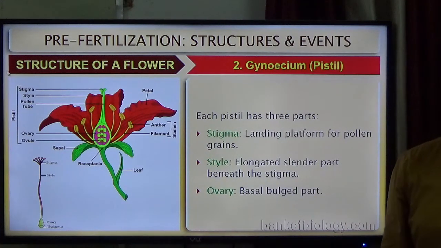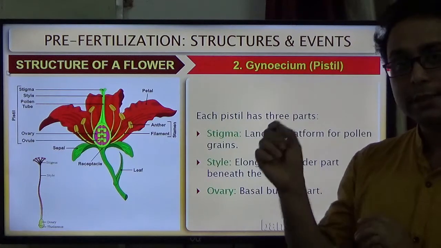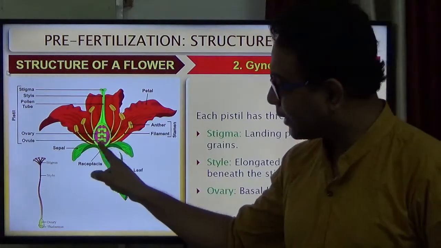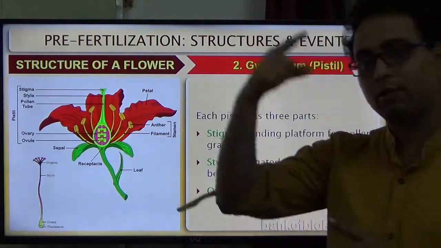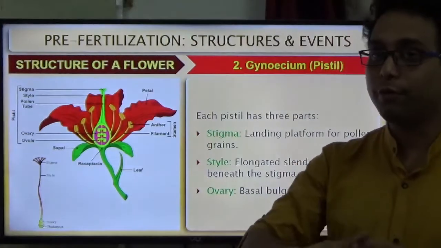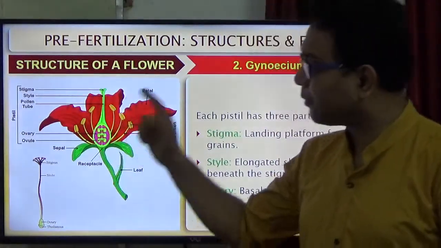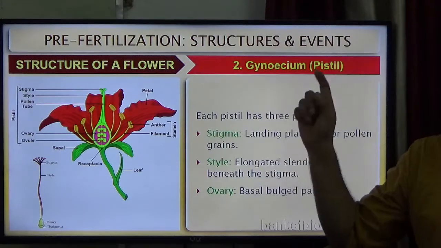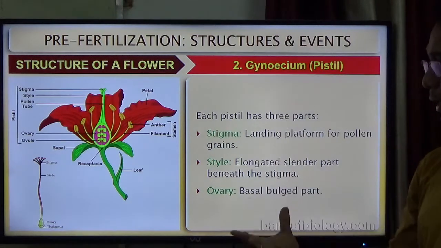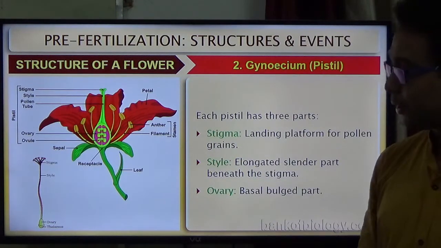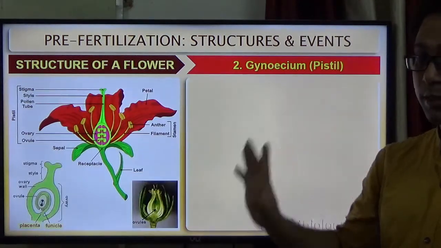But the most important part is the ovary. Ovary is the main part. Why? Because inside the ovary, the ovule is there. After fertilization, the ovary is converted into fruit and the ovule is converted into seed. So this is the structure of the gynoecium or the female part, where three zones or regions are there: stigma, style and ovary. Inside the ovary the ovule is present, and each part is called the pistil.